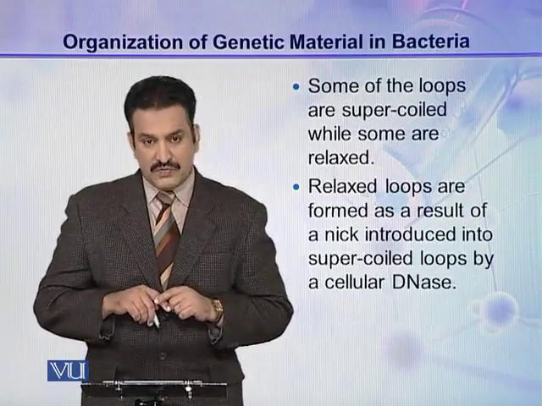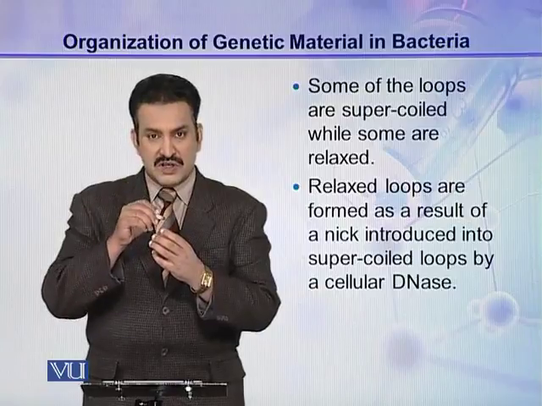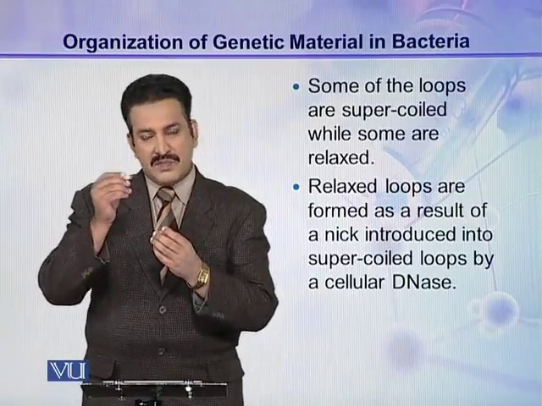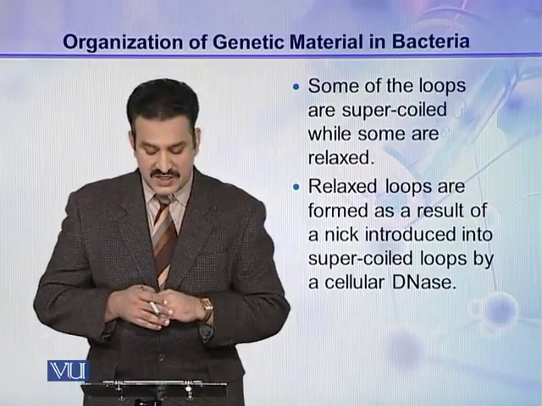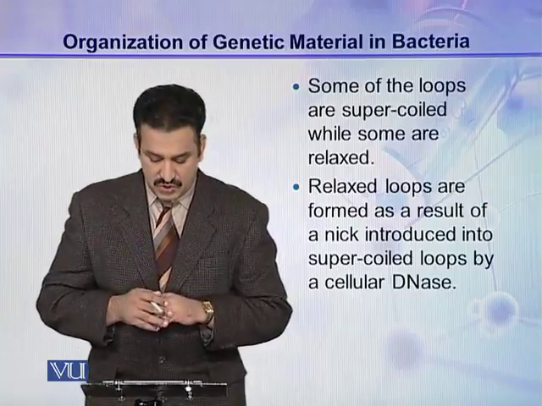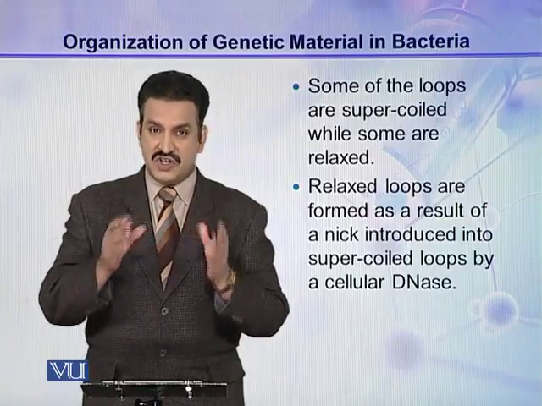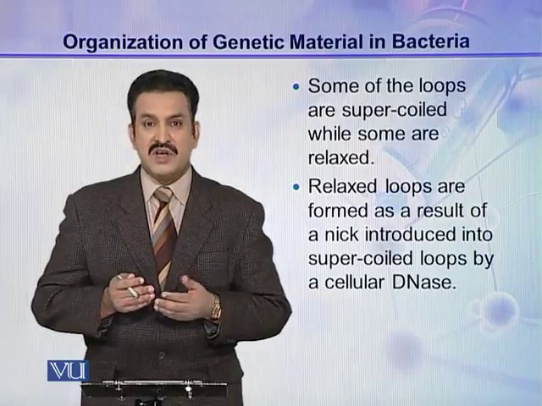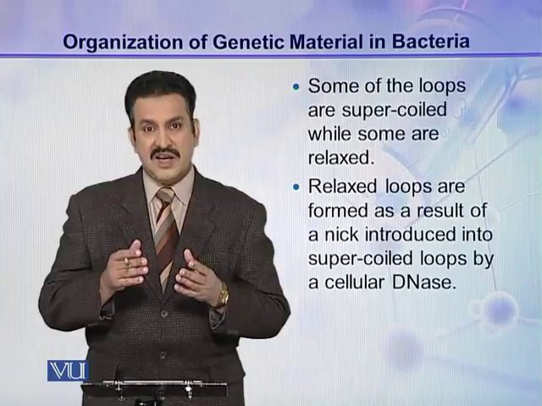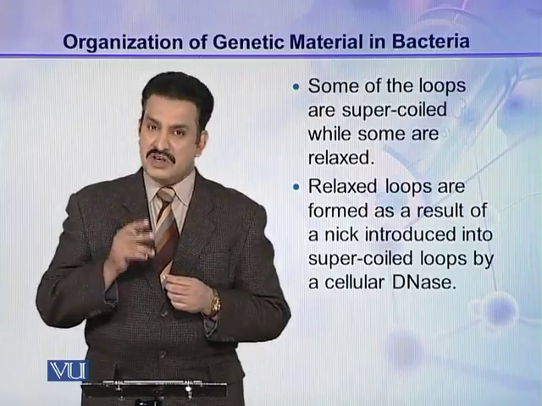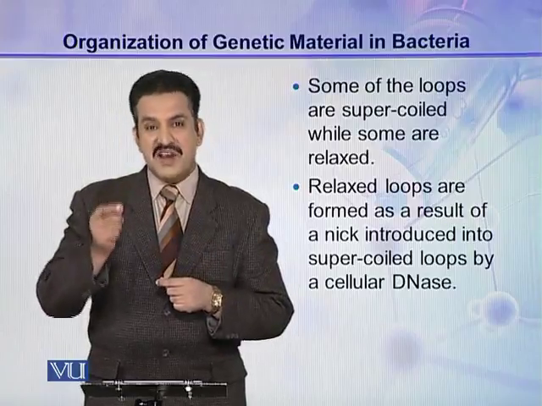For example, some of the loops are supercoiled while some are relaxed. So in this chromatin, some loops are highly coiled while some are comparatively relaxed. How are relaxed loops formed? Relaxed loops are formed as a result of a nick or a break introduced into a supercoiled loop by a cellular DNase, because in bacterial cells, DNase is an enzyme that breaks down DNA molecules. So these DNases are present in the cell, and sometimes these supercoiled DNAs are nicked by these DNases. So if a supercoiled loop is nicked, it becomes a relaxed loop.